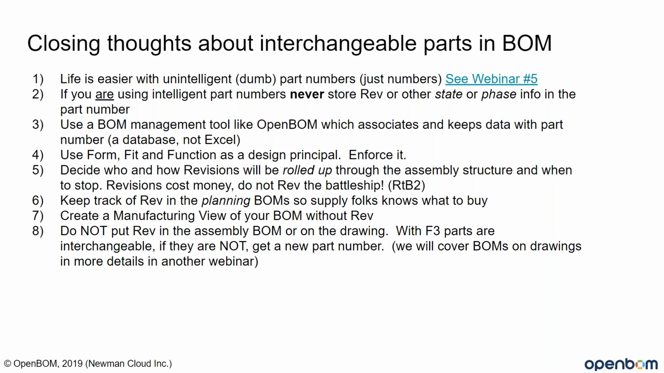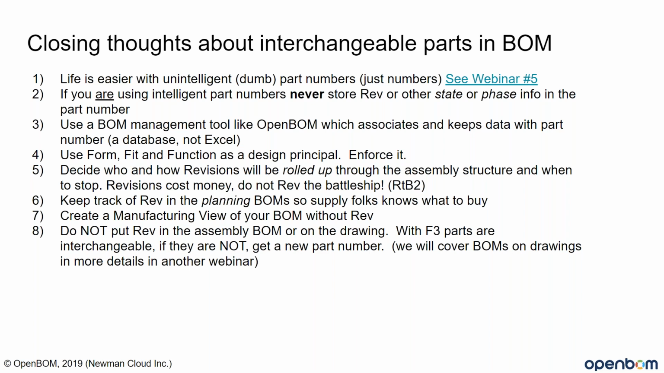Keep track of rev in the planning BOMs so that the supply folks know what to buy. It is true that if you roll that arm from Rev A to Rev D, there's a drawing for the Rev B that needs to go out to either the shop floor or your subcontractor. So rev is a good place to put that, and the BOM is a good place to store that information. Create those views for the manufacturing and planning guys. Let your team consume a single source of that data. Making copies of Excel files is hard and quickly becomes unmanageable, especially if you're just rolling a single revision.